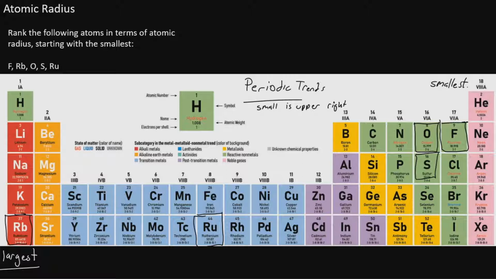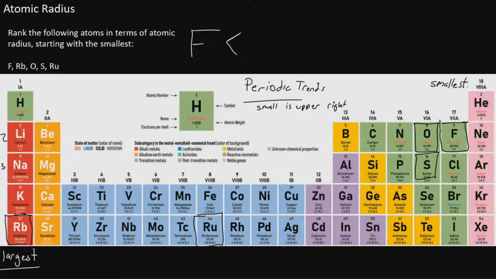So if we want to start with the smallest, let's start in the upper right. The one that is closest to the upper right-hand corner is fluorine. It's going to have the smallest radius of anything in the list. Now notice oxygen and sulfur are both pretty close to fluorine, but oxygen is on the second row of the periodic table, which we'll label with a 2. Sulfur is on the third row of the table. We'll label that with a 3.